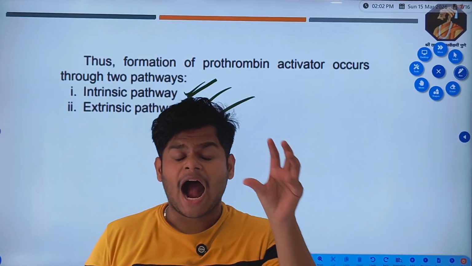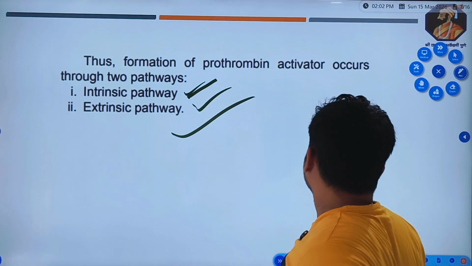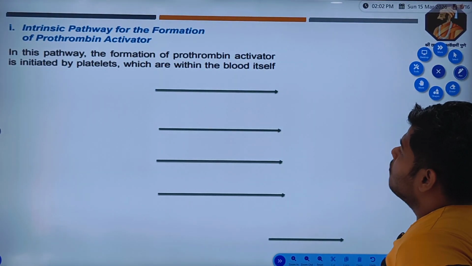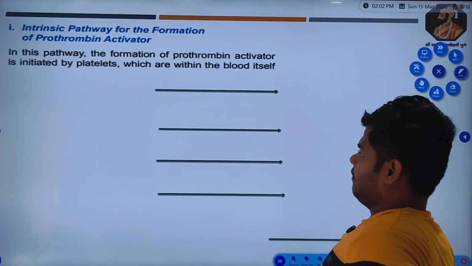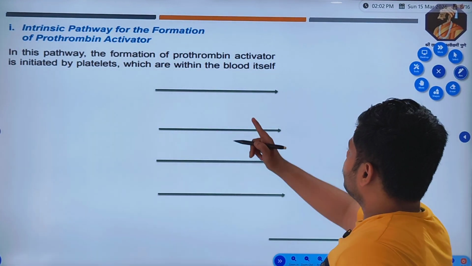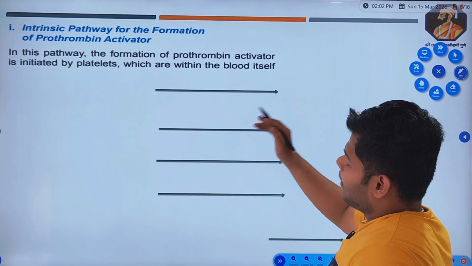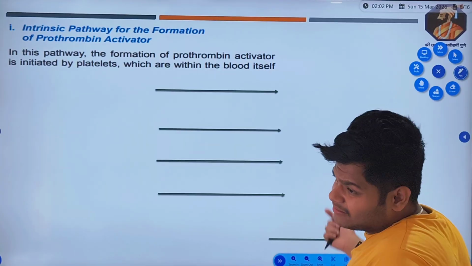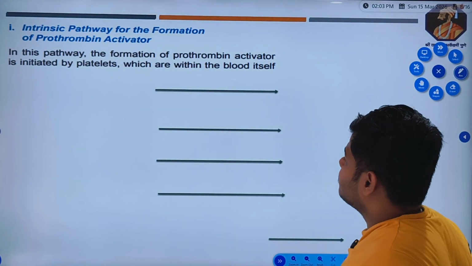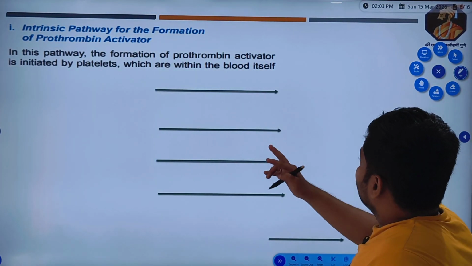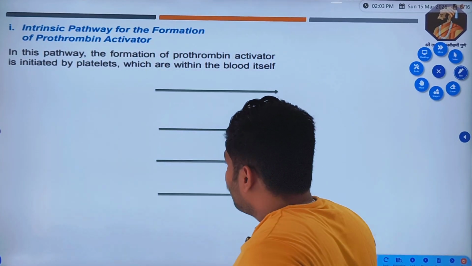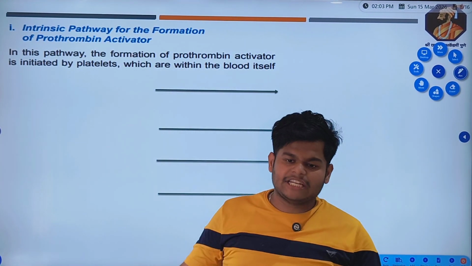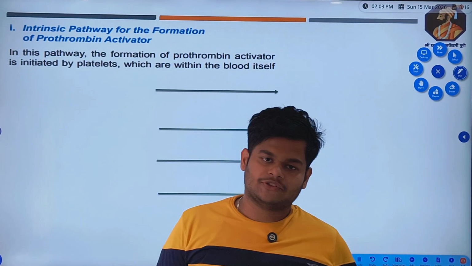Now let us see how the prothrombin is activated. So, the intrinsic pathway for the formation of prothrombin activator. In this pathway, the formation of prothrombin activator is initiated by platelets. As I have told you, it is within the blood itself, so it is called intrinsic, with platelets which are in the blood itself. Now, what happens is when you get injured, your endothelium gets damaged and collagen is exposed.